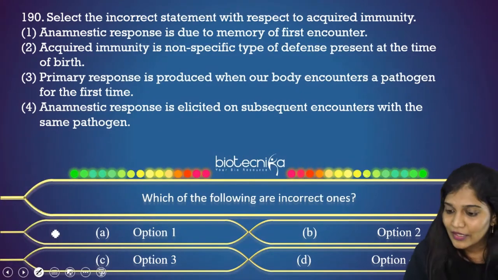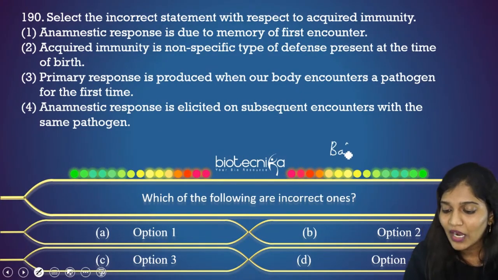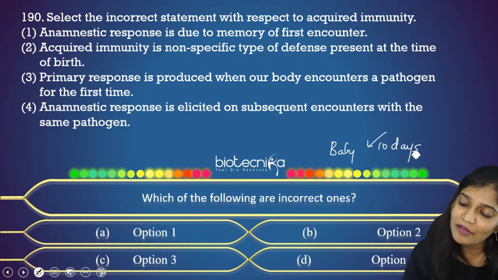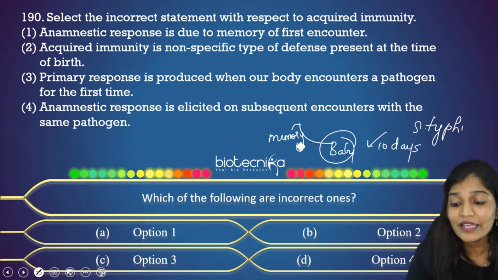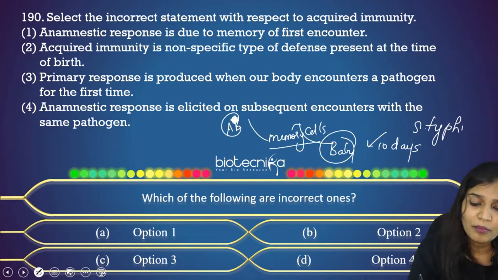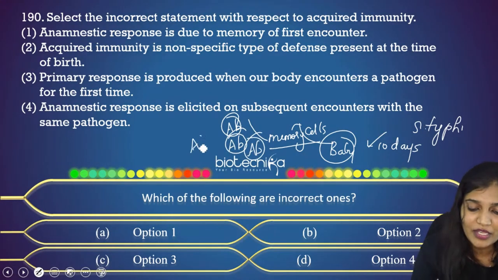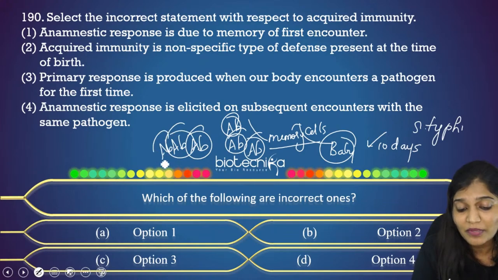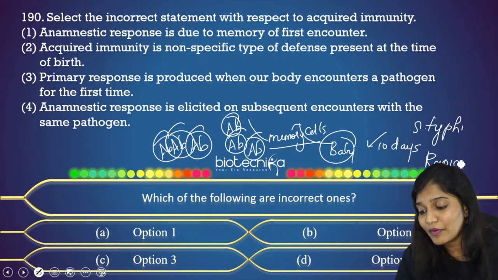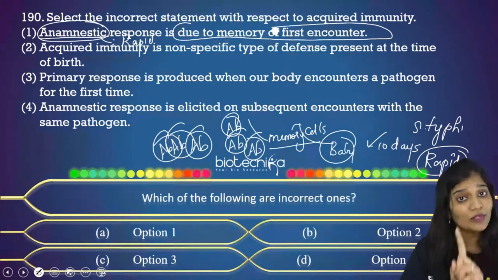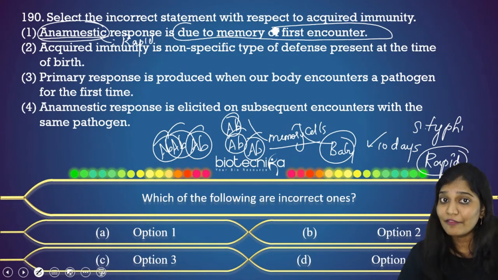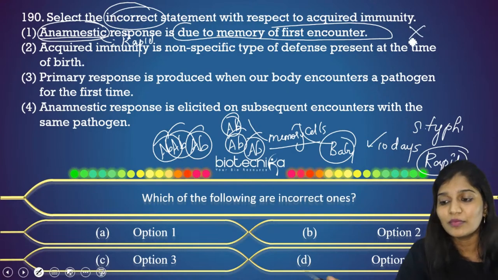Suppose there's a second situation. After some 10 days, the baby is experiencing the same infection, Salmonella typhi. That time, memory cells will remember, yes, already I have been infected with Salmonella typhi. Let me produce more antibody. Not 1, 2, 3 antibodies, it will be many antibodies. So this is going to be very fast. This is called rapid, and this rapid word is related to anamnestic. So rapid response is due to memory of the first encounter. Why is the second time coming very fast? Because they have remembered during the first encounter itself. So it is a correct statement, but they ask you to find the incorrect one, so I'm going to eliminate this. This is a correct statement actually.